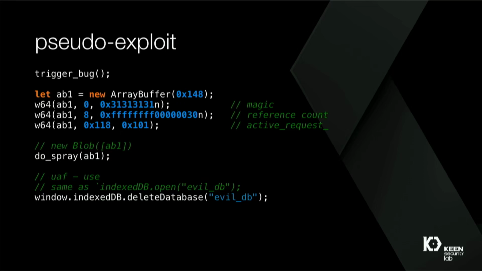Then we use blob to do heap spray. It is worth mentioning that blob is the most popular object for spray in Chrome. And finally, we call delete database. Need to add one more thing. Here, delete database is the same as IndexedDB open, since we won't process the request queue.